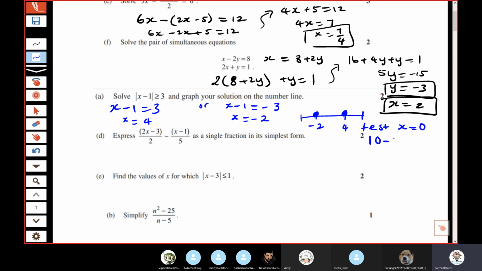Sub it into the original. 0 take away 1 is negative 1. Absolute value of that is positive 1. Is 1 bigger than or equal to 3? 1 is not bigger than or equal to 3, so 0 does not work, which means they're running away. So there's your graph, and there's your answer if it was written algebraically. X is less than or equal to negative 2, and x is greater than or equal to 4.